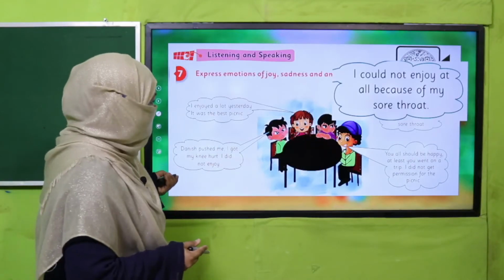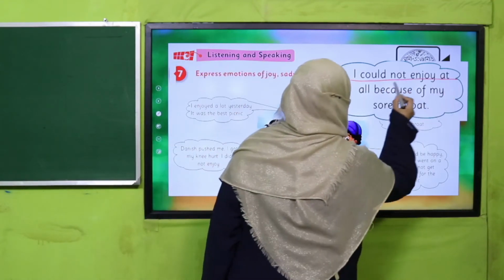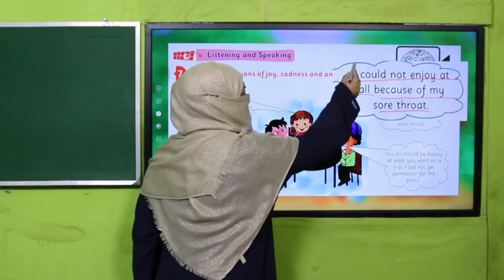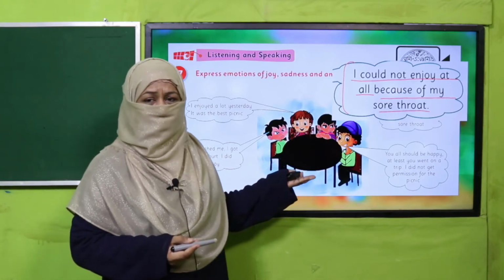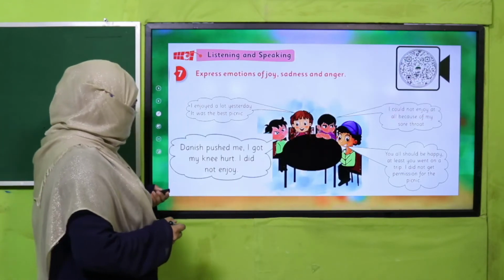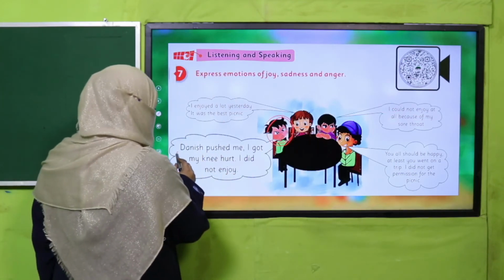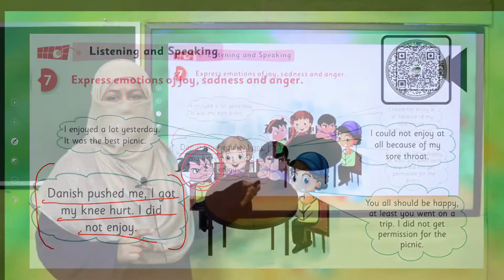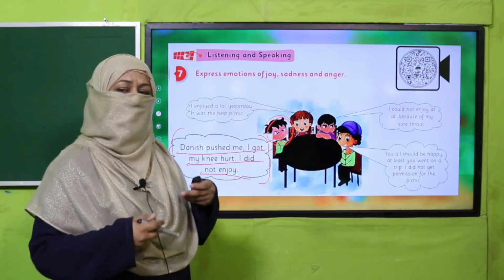The next child, look at her face. Oh, I could not enjoy at all because of my sore throat. So he is sad. He was not feeling well, so he could not enjoy, right? The third child, look at his face. He is angry. Why? Danish pushed me. I got my knee hurt. I did not enjoy. So something bad happened, so he is angry. This is how, when you are talking in a group, you can express your emotions nicely.